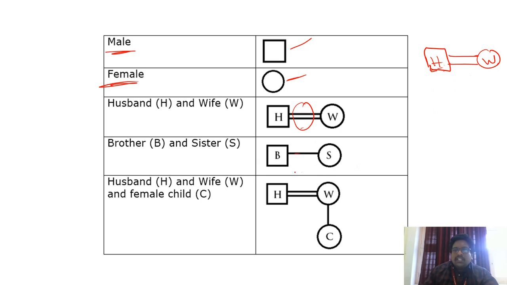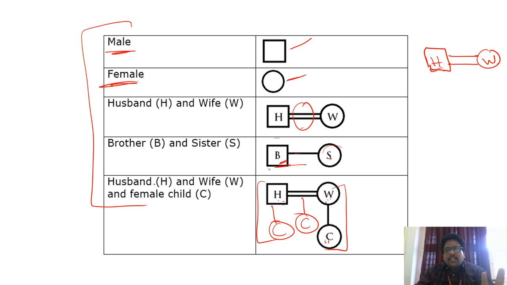Now a single line means siblings. In this example, B is the brother of S because B is in a square. S is the sister of B because S is in a circle, S is a female. If we have this type of thing, it means I am going to the next generation. I can draw C here or here, it doesn't make any change. So H and W are a couple and they have a daughter called C. C is the daughter of H and of W. W is the mother of C and H is the father of C. Using these notations, you can analyze any type of question.